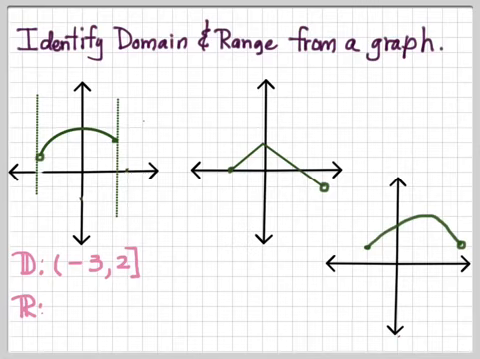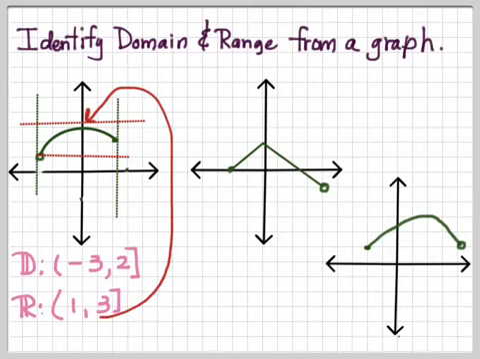Now the range is how far up and down it goes, so if I do some lines here, I can see that my lowest number in my range is 1, and my upper number is 3, even though my graph isn't drawn very well, and 3 is included. Notice we're not talking about the endpoints of the graph. We're talking about the lowest point of the graph and the highest point of the graph. There is the highest point of the graph, and that is on the graph, so we would have our bracket there.